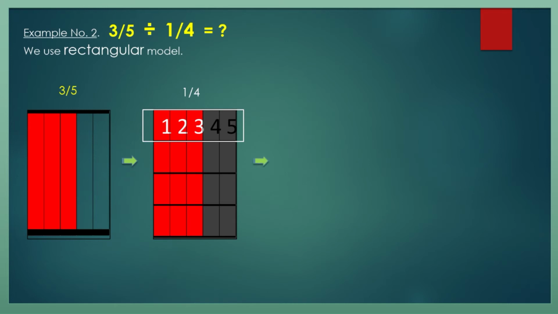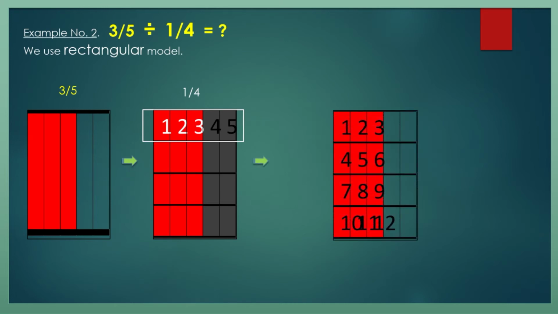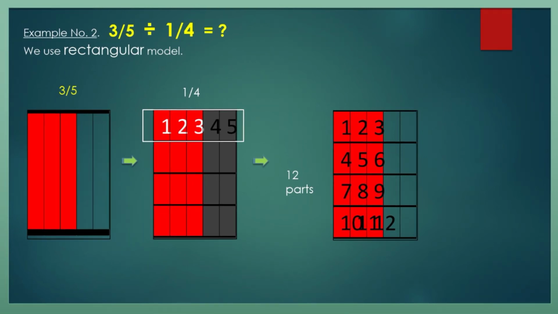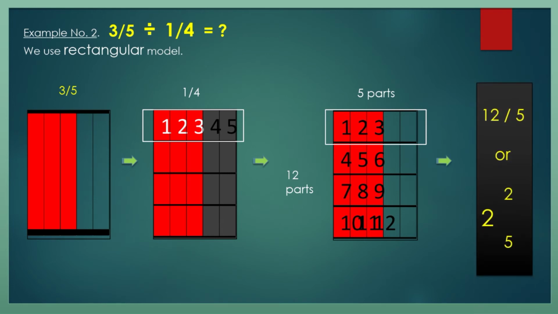Now we count all the first fraction parts by putting in all horizontal and vertical lines. From the picture, the red shows the first fraction parts. So we have 1, 2, 3, 4, 5, 6, 7, 8, 9, 10, 11, 12 parts. For the second fraction, which is 1/4, we still have 5 parts. 12 as the numerator divided by 5 as the denominator is 12/5, the answer to the problem.